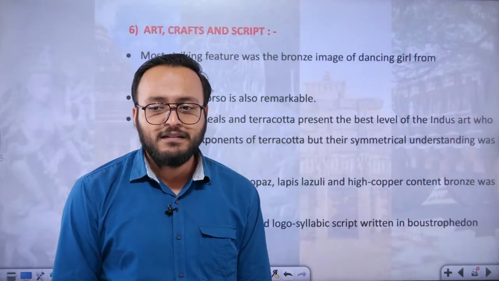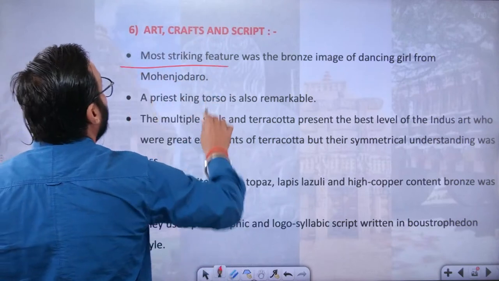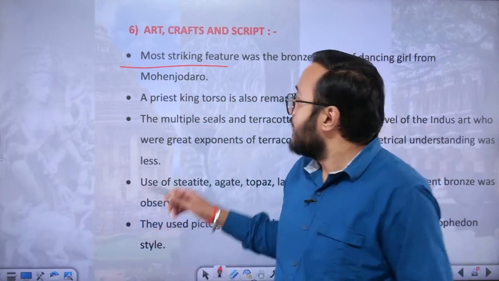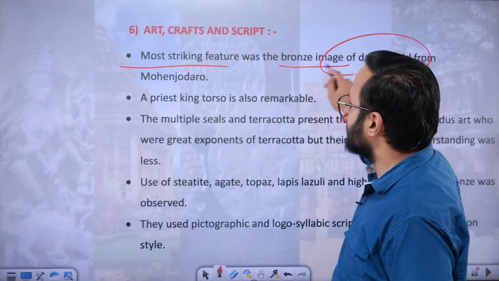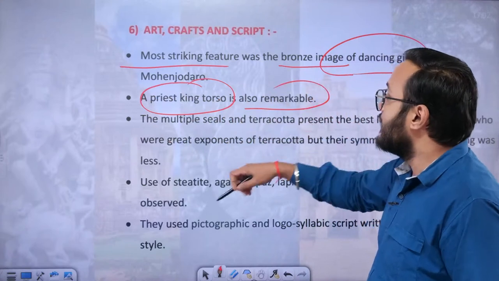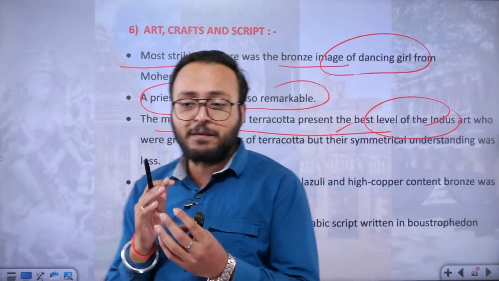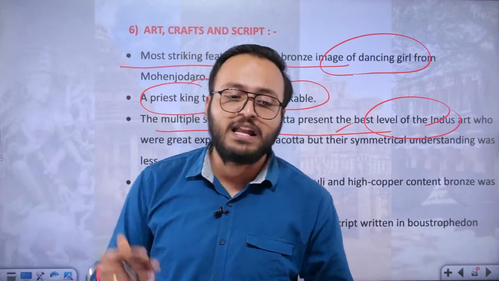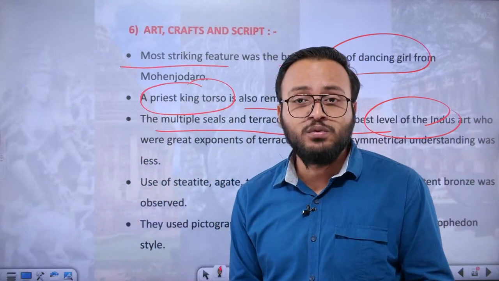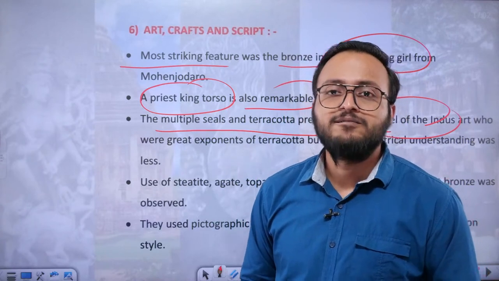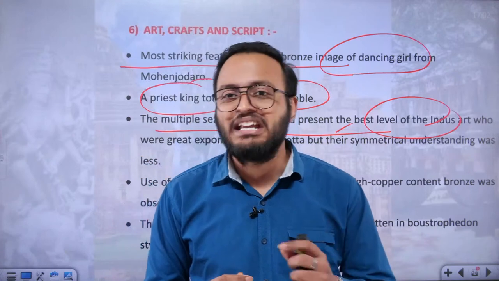All right, everybody. Then talking about the art, craft and script. So Harappans were probably the most astonishing manufacturers of the crafts in their time. No other civilization had such a vast variety of the crafts, and particularly the metal crafts found at their place. If you see the dancing girl, which is made up of the bronze, the priest king torso, which is also remarkable. There are various seals and terracotta present, which is having the best level of the Indus art, and the use of the various types of stones such as steatite, agate, topaz, lapis lazuli, copper is also the metal that was used. All these things indicated what? That Harappans were fond of art and handicraft.